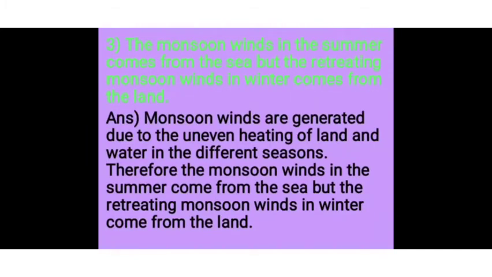Next, the monsoon winds in the summer come from the sea, but the retreating monsoon winds in winter come from the land. Answer: monsoon winds are generated due to the uneven heating of land and water in the different seasons. Therefore, the monsoon winds in the summer come from the sea, but the retreating monsoon winds in winter come from the land.